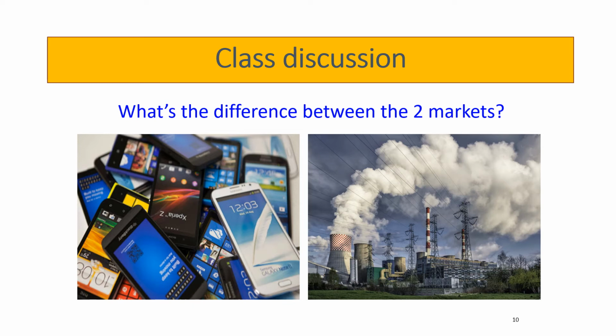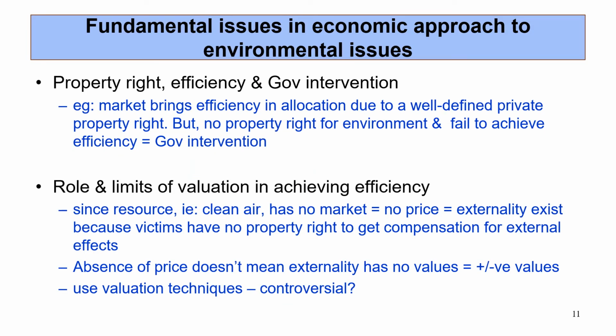So once you don't have the property right, everyone can do whatever to your clean air. Okay? Can you see the difference now? Okay. Fundamental issues in economics approach to environmental problems. The first one, environmental good has no property rights. So you cannot say you own this clean air. Everyone can do whatever they like. They can pollute your clean air because you don't have your property right.